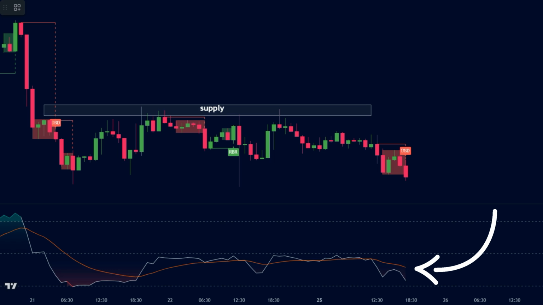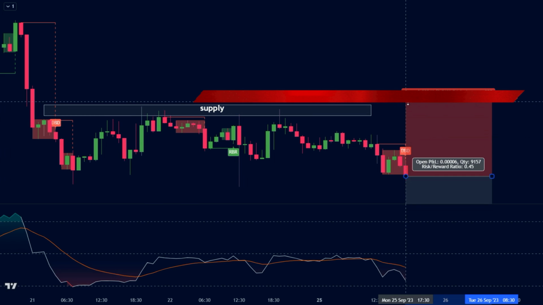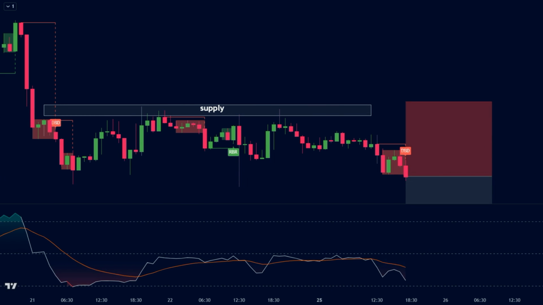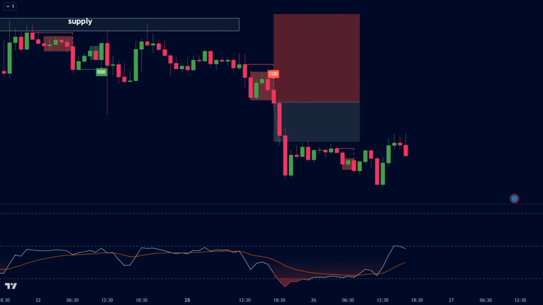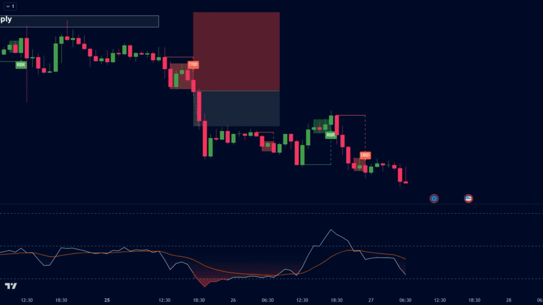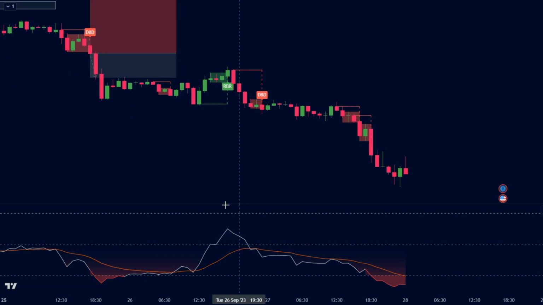The RSI's moving averages act as our trend sensing radar. When the white line crosses below the red line in the overbought zone, it's like a warning siren, signaling a potential reversal. That's our cue to initiate the sell position. To protect our profits, we'll set a stop loss above the swing high or a few pips above the supply zone. This acts as our safety net in case the trend unexpectedly reverses. And for our profit target, we'll maintain a risk to reward ratio of 1 to 2, aiming for potential gains that outweigh our potential losses.